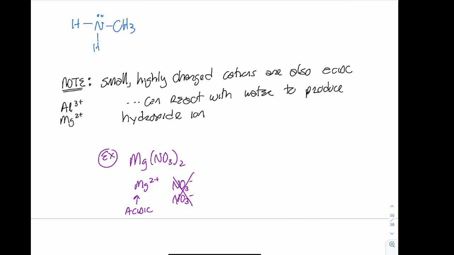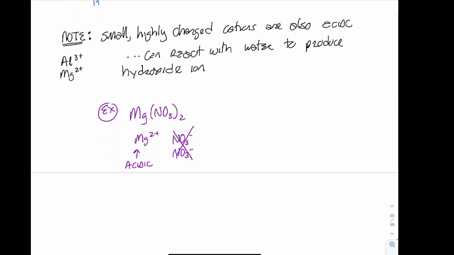If I was to give you, let's say, aluminum bromide, I don't care about the bromide, but aluminum would be acidic, right? They do react with water. They form complex ions. So if I take AlBr3, it does separate into aluminum with a 3+ charge, and then my 3 bromides. These guys are inert, but that aluminum actually can react with water, and I form a complex ion.